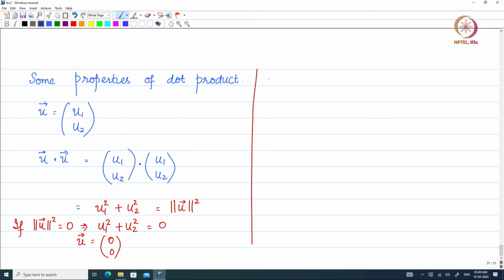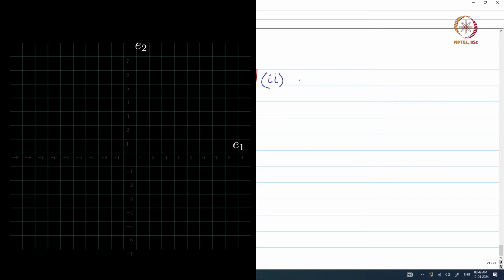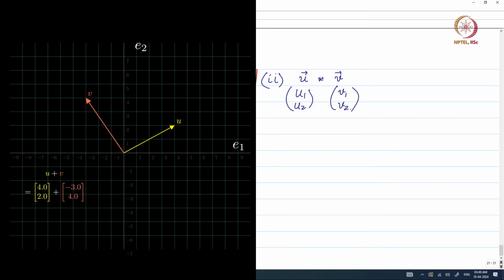This is one of the interesting properties of the dot product. The second one we are going to look at: let us assume that I have two vectors, u, which is the two-component vector u1, u2, and v, the two-component vector v1, v2, and let w be the resultant of u and v, that is, u plus v. So u plus v is nothing but u1 plus v1 and u2 plus v2, and that is my w vector.